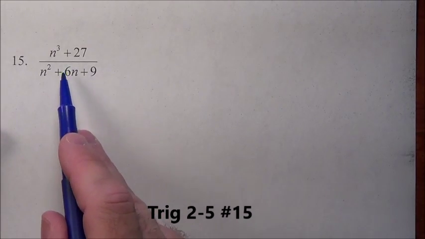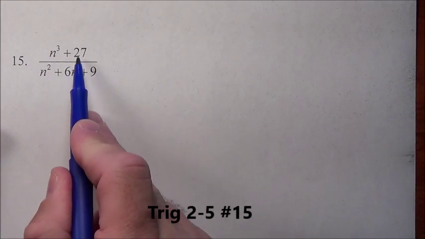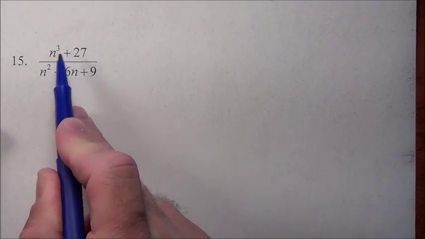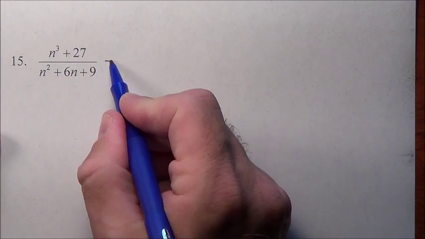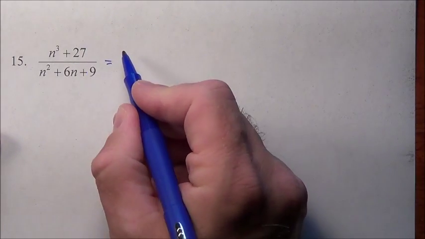15, we want to simplify this. The top, I notice, that's a cubic. That's going to do the SOAP part. The bottom we'll have to break down. So let's break the top down, n cubed plus 27.